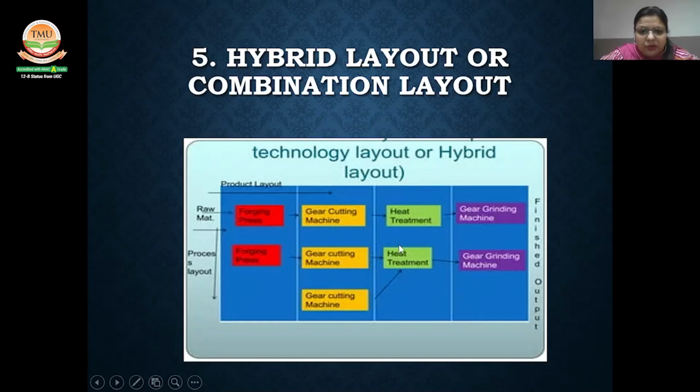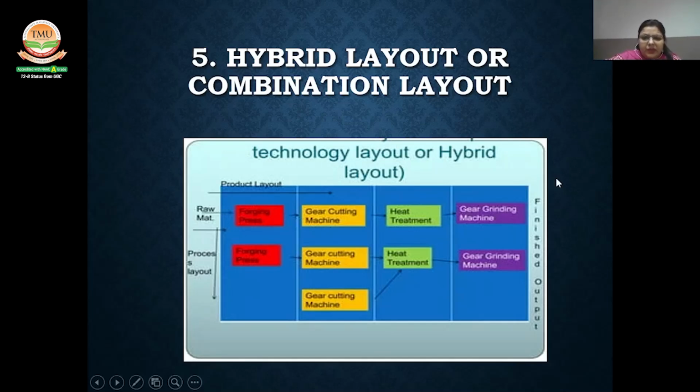The same process is going on, and we can say a number of products are made through the hybrid layout or combination layout. And after that, we will find the finished output, or we can say a number of operations are going on, and there are two types of layout we are using for finding the finished product.